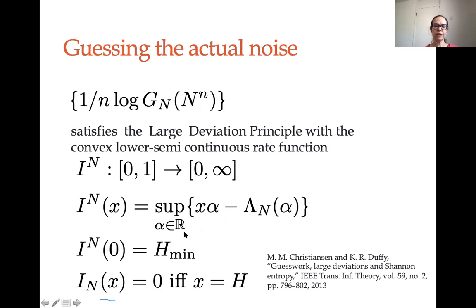And we know that if the x happens to be 0, this sup happens at h min. And if the x happens to be the Shannon entropy h, then this is going to be 0. So basically the rate is going to hit 0. I'll show you some figures later which will illustrate this rate hitting 0.